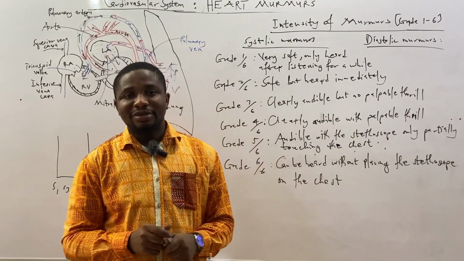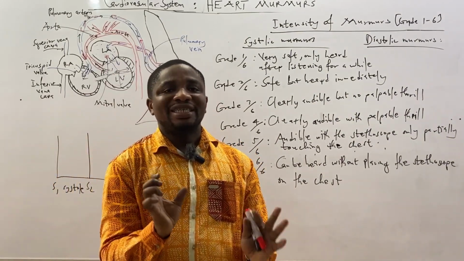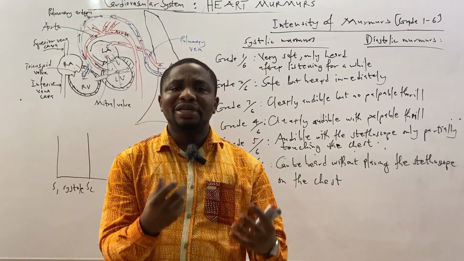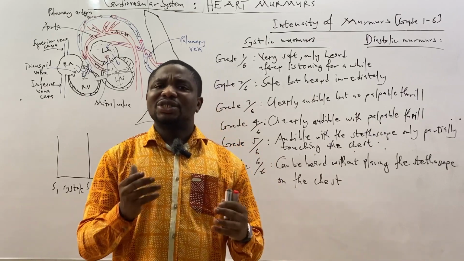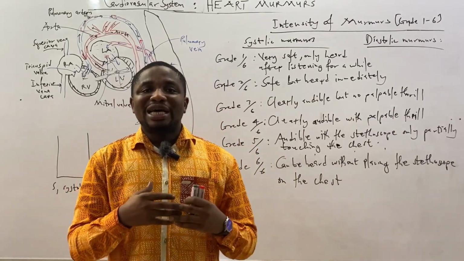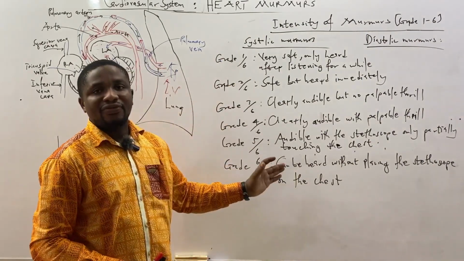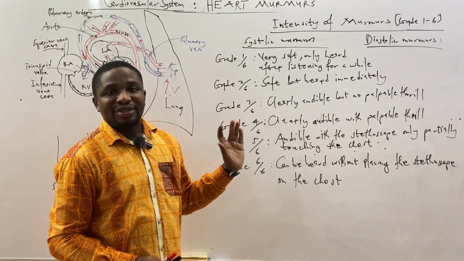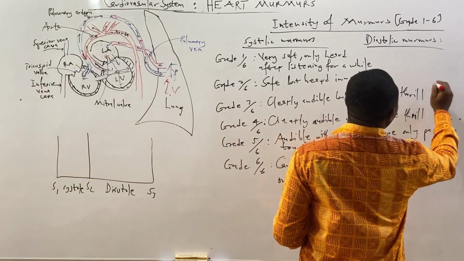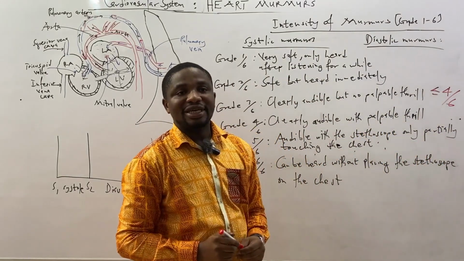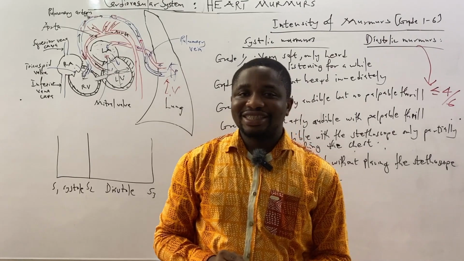Grade 4/6, clearly audible with palpable murmur. Grade 5/6, audible with the stethoscope only partially touching the chest. It means that if you don't even place the stethoscope completely on the chest, you can still hear the murmur. That becomes grade 5/6. And finally, grade 6/6, we are looking at what? A murmur which can be heard without placing the stethoscope on the chest. So these are the grades for the systolic murmurs clinically. For the clinical grading of systolic murmurs, it will end at grade 6/6. But for diastolic murmurs, it will end at 4/6. Meaning that for diastolic murmurs, they do not go beyond grade 4/6 with regards to what? The clinical grading. I hope that makes sense to you.